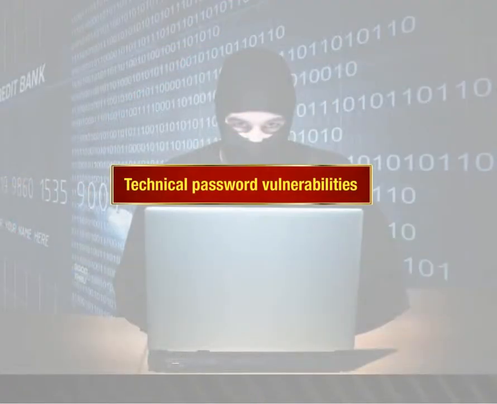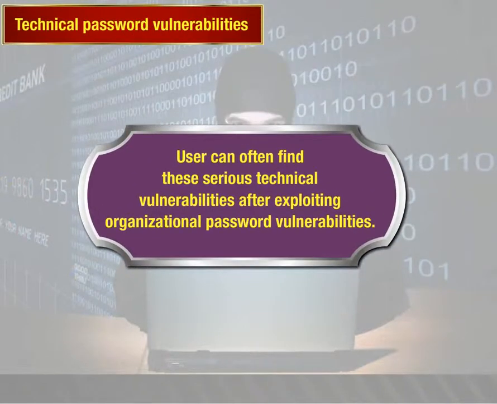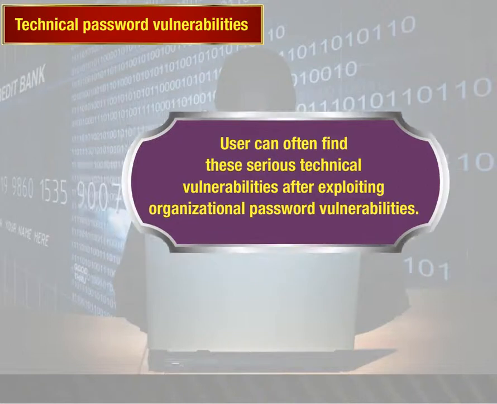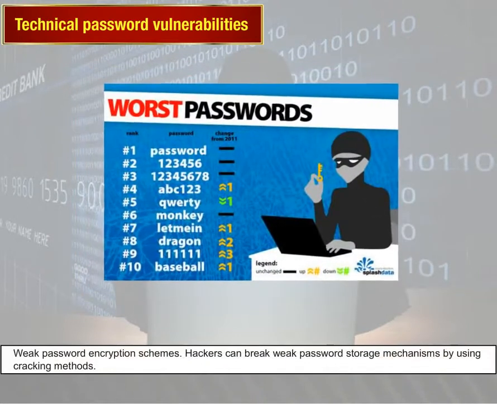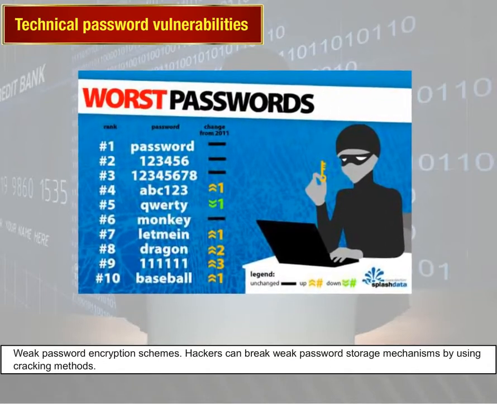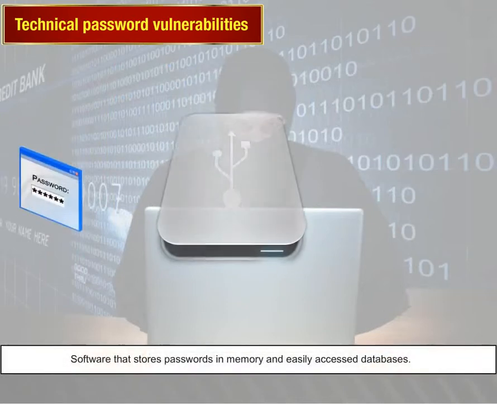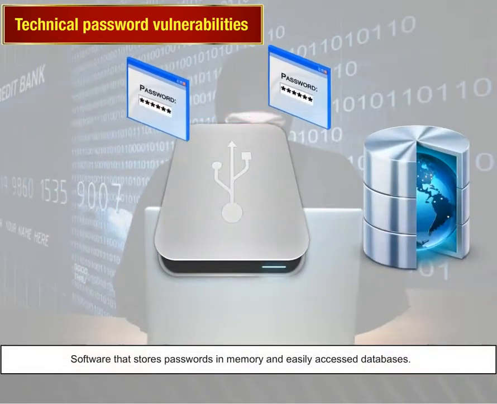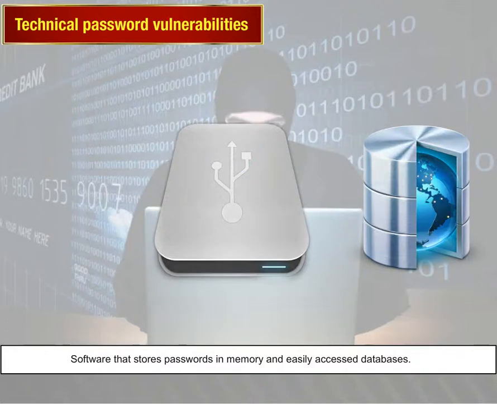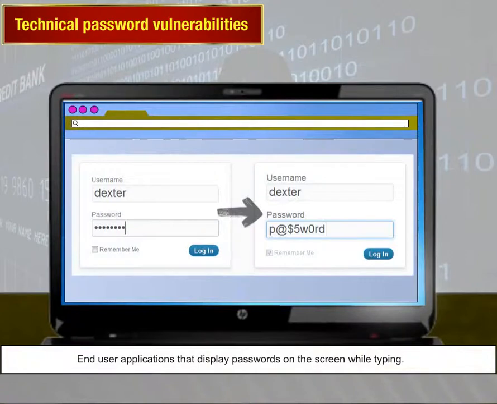Technical password vulnerabilities. Users can often find these serious technical vulnerabilities after exploiting organizational password vulnerabilities. Weak password encryption schemes: hackers can break weak password storage mechanisms by using cracking methods. Software that stores passwords in memory and easily accessed databases. End-user applications that display passwords on the screen while typing.